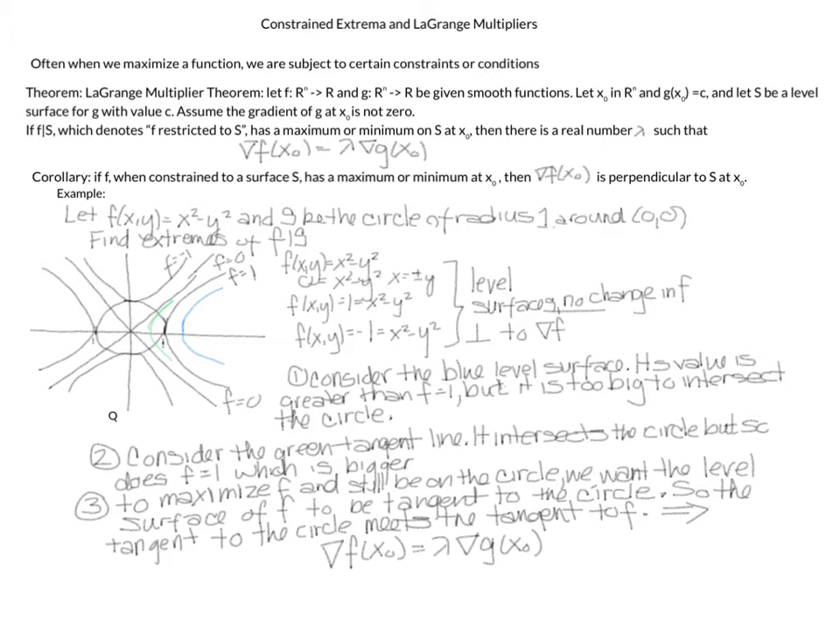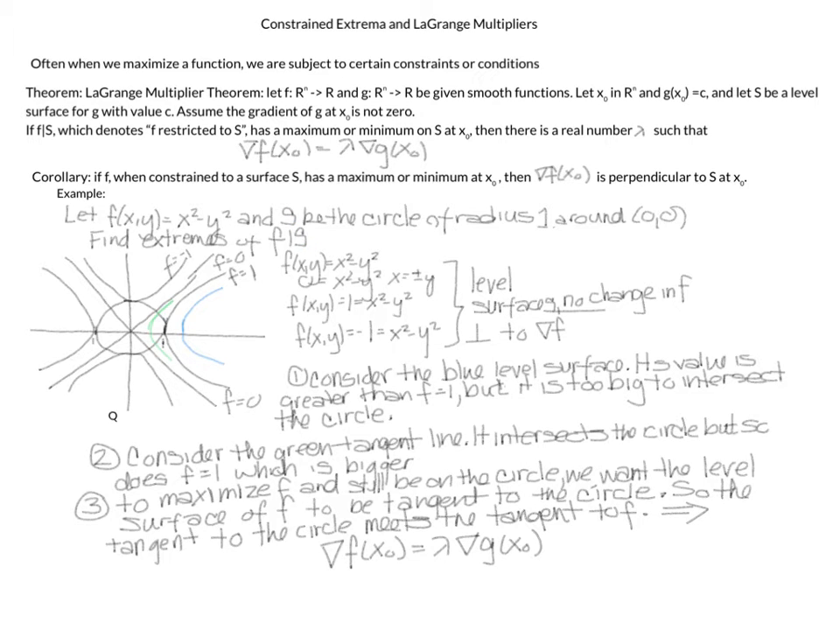We'll use this first example to look at these ideas both graphically here and then on the next screen analytically. We define a function f equal to x squared minus y squared, and S is going to be a circle of radius 1 around 0, 0, and we want to find the extremes of f on S, or restricted to S.